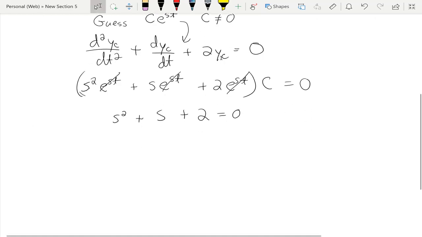Okay? Now you guys know that there's 3 types of responses to this thing. There's actually 4, I guess. Right? But what are the 3 types of responses that you know when you have a second order equation?